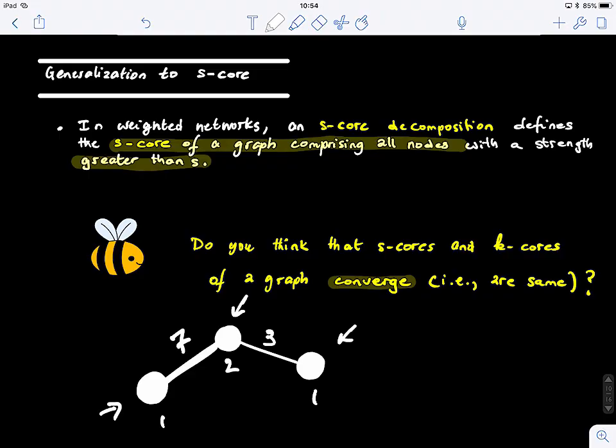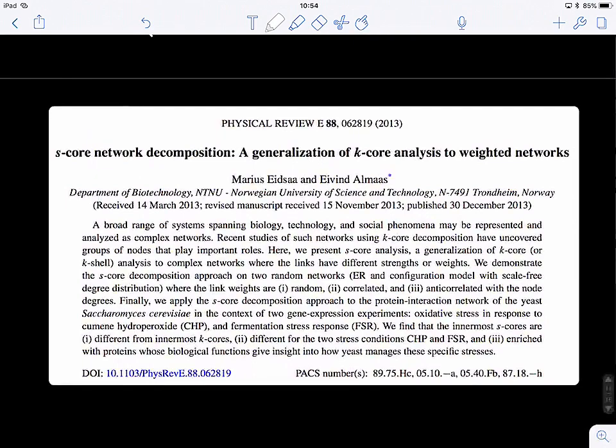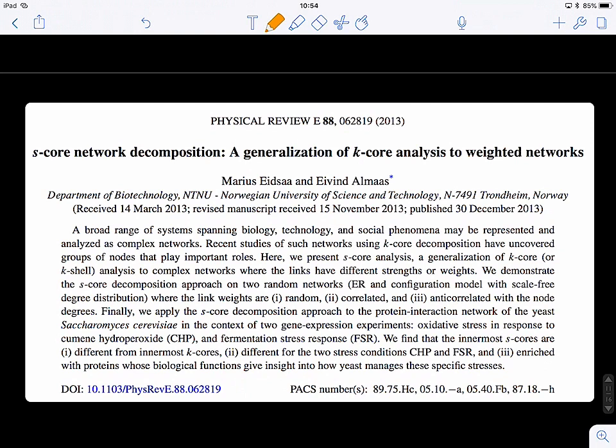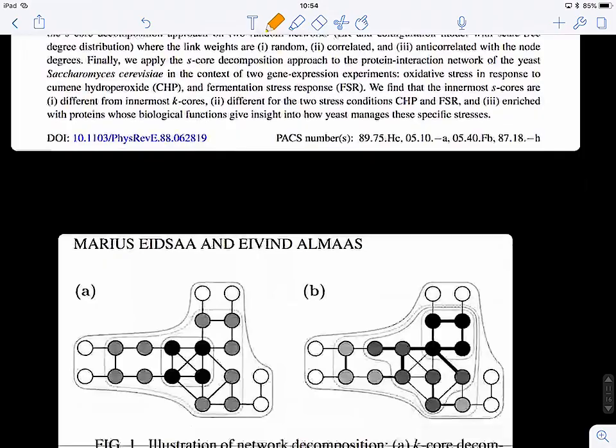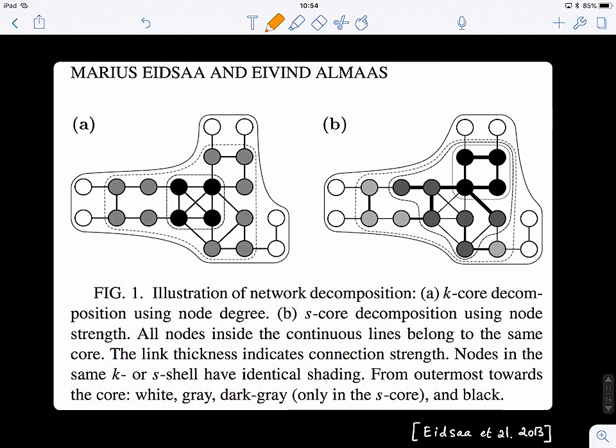No. So basically, this paper published in 2013 introduced the S-core network decomposition, and they generalized the K-core analysis to weighted networks. You can see how people have built these concepts over time, step by step. It's very interesting, and they keep building on that up to this point. So here we can look at this graph, and I'll give you one minute to read the caption and see the S-core and K-core decomposition.